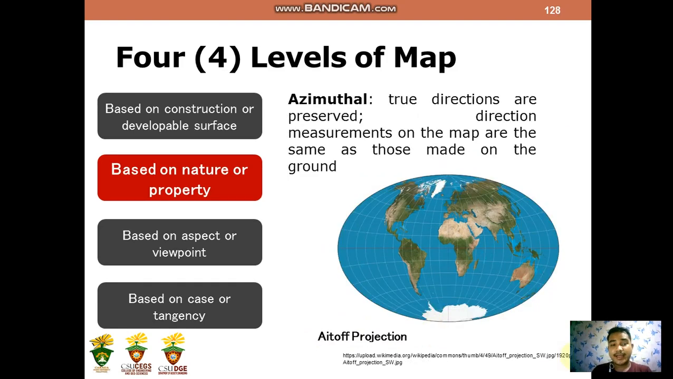Next we have azimuthal, where directions are preserved. Direction measurements on the map must be the same as those made on the ground. So it is not concerned with form, area, or shape. Two points on the map must have the same direction as on the ground or on the Earth.